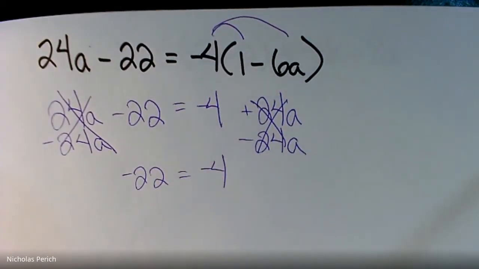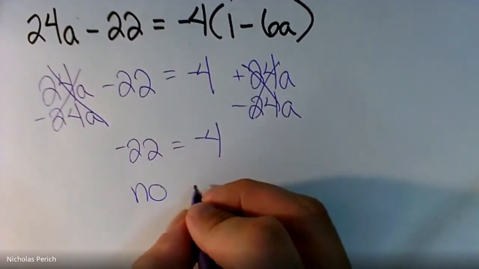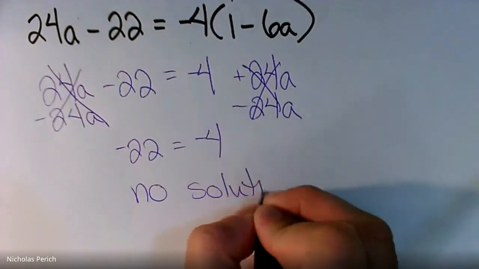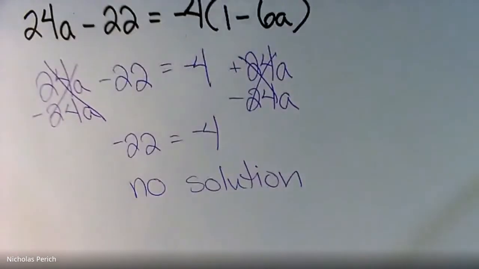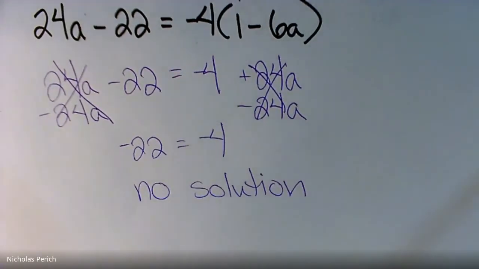Now my variables are gone. No more variables. And it says negative 22 equals negative 4. Is that a true statement? No. So what's the solution? There is no solution. If your variables disappear and you get something that's not true, like negative 22 equals negative 4 in this case, there is no solution.